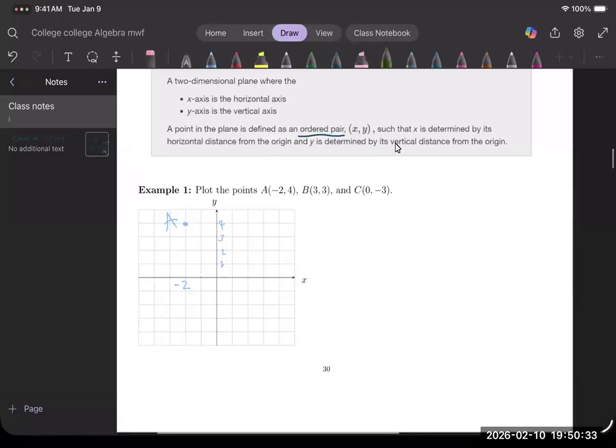All right, B is 3, 3. So 1, 2, 3, and 1, 2, 3 on the vertical. So here is B, and then C is 0, -3. So then it's -1, -2, -3. We would actually call C a y-intercept, because it crosses the y-axis. If I were to plot another point, say right here on the x-axis, then that would be an x-intercept.